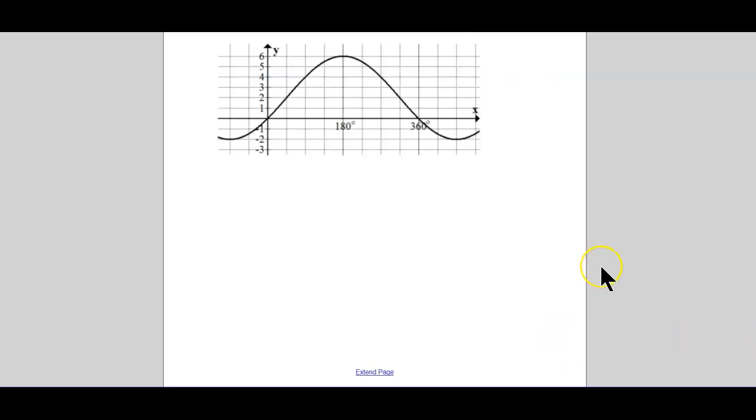Okay, one more to finish up. And I'm leaving the next note sheet is really practice, the exercises and the practice of basically doing the same thing, coming up with equations. This one's in degrees. 6 and negative 2. Average of that is 2. Amplitude is 4.